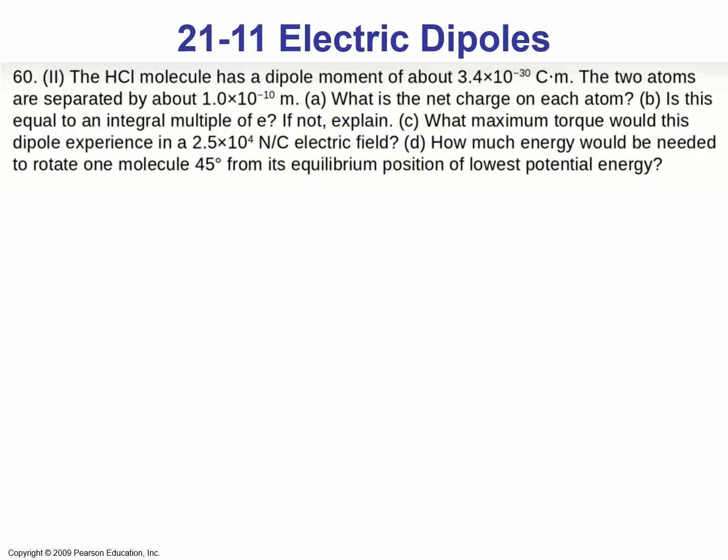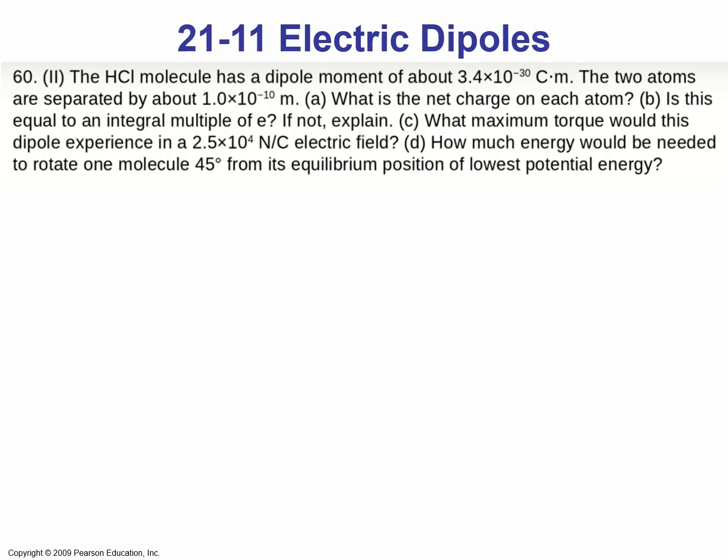Okay, I'll look at problem number 60 from the book as an example. The HCl molecule has a dipole moment of about 3.4 times 10 to the power minus 30 coulomb meter. The two atoms are separated by about 1 times 10 to the power minus 10 meter. A asks, what is the net charge on each atom? And B is asking, is this equal to an integral multiple of e?